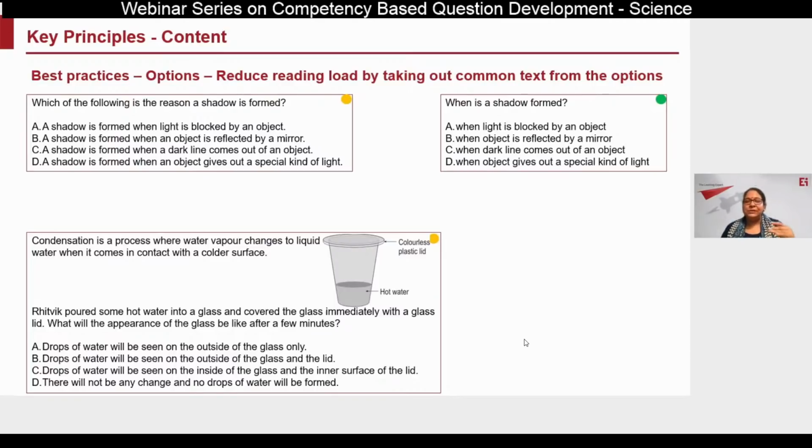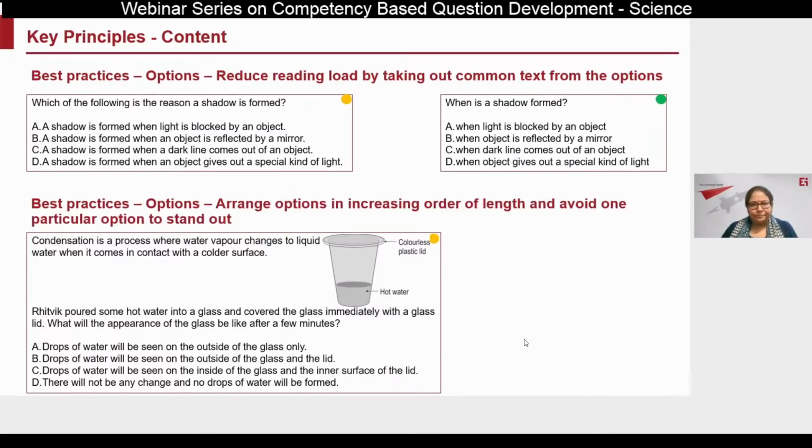So even if most students select a particular option, you wouldn't be sure if it's coming out of a misconception or there is some other reason. So arranging options in a certain order, generally ascending or descending, can help in reading also, that's more convenient, and trying to keep option length almost similar is something that we generally suggest.